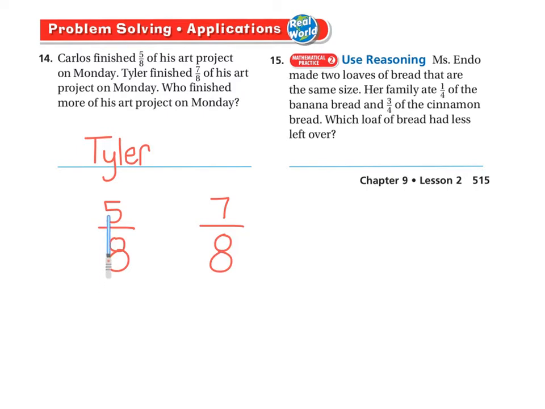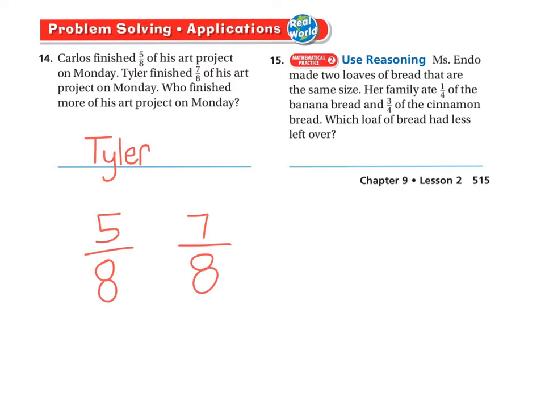So because we want to know who finished more, we want the greater fraction. 7 is greater than 5. So 7/8 is the bigger fraction. Be careful though, the answer is not 7/8. We want to know who finished more of his art project. Because Tyler finished 7/8 of his project, Tyler is the answer.